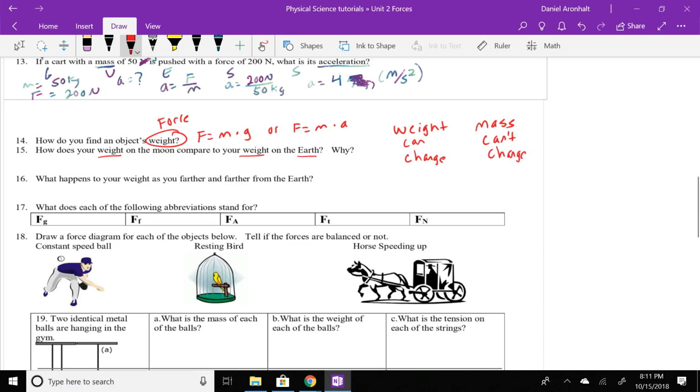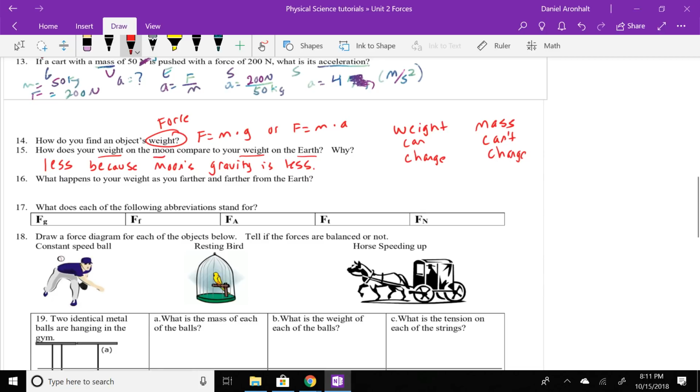So let's go back and answer this question. How does your weight on the moon compare to your weight on Earth? Again, weight is the effect of gravity on their mass. So the more gravity, the more weight. So your weight on the moon is less because moon's gravity is less. Now, if we were to reverse the question, how does your mass on the moon compare to your mass on Earth? The answer is the same. That was question number 1 on our quiz from Friday, October 12th.